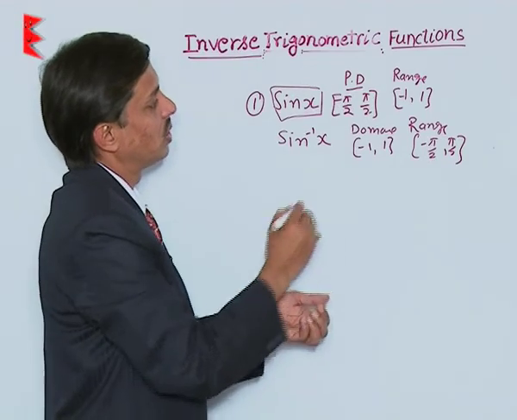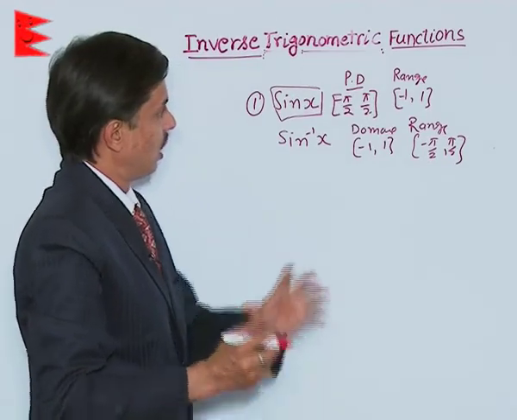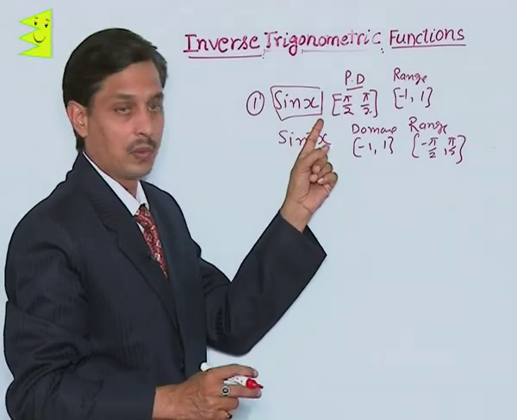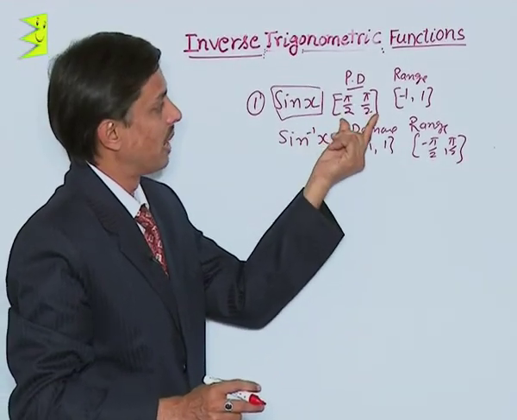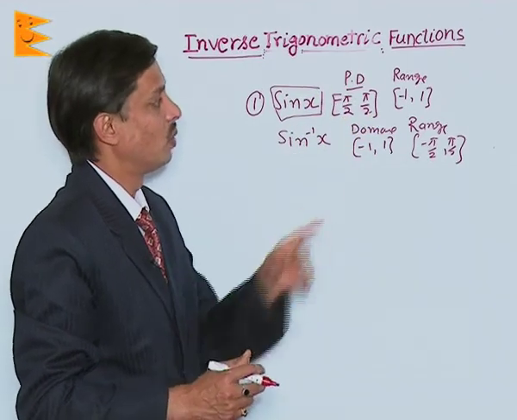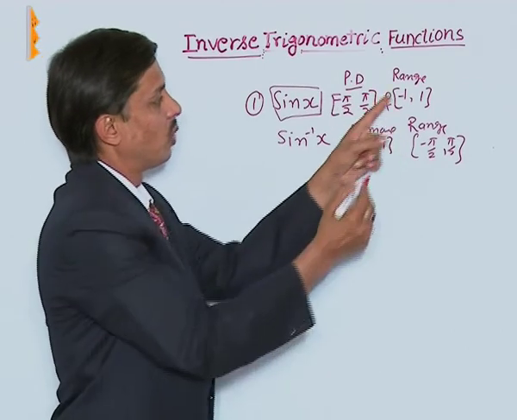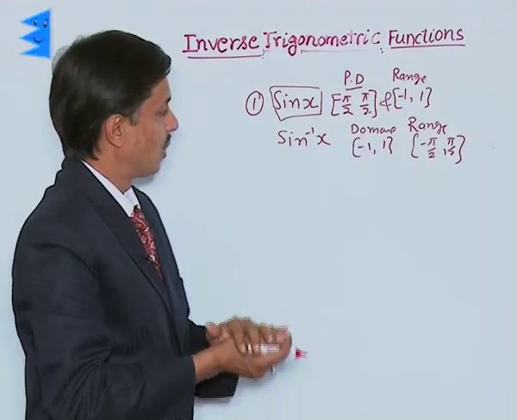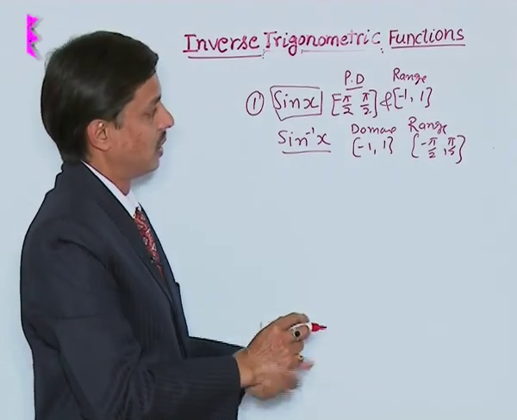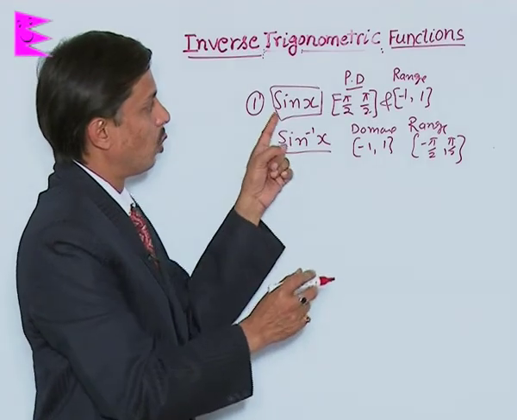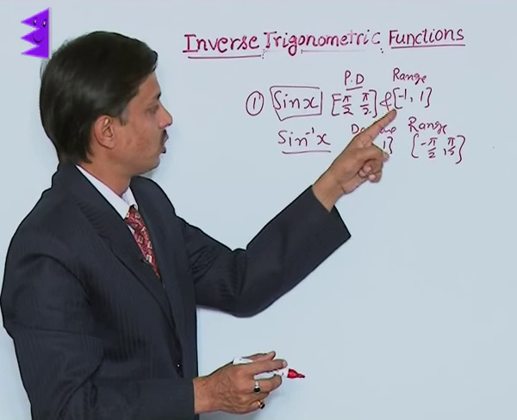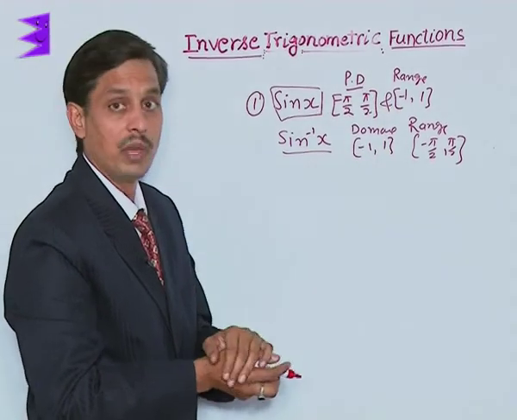So, what conclusion can you draw? In the direct function sin x, the principal domain was minus pi by 2 to pi by 2, and the range was minus 1 to 1. But when we discuss the inverse of the same function, sin inverse x, the domain of the previous becomes the range of this, and the range of that one becomes the domain of this.